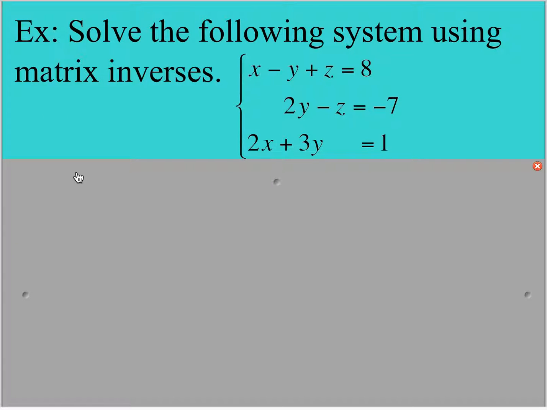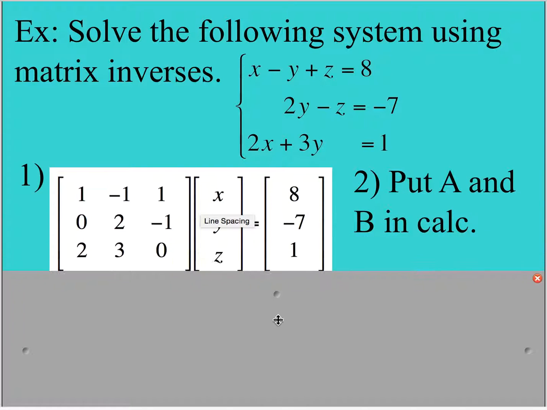So the example that we have is x minus y plus z equals 8, 2y minus z equals negative 7, and 2x plus 3y equals 1. Just a reminder, whenever you don't have a variable, that coefficient is 0. So the very first thing I'm going to do is write my system into a matrix equation. Sorry about that line spacing there. So here are my coefficients. That's my coefficient matrix. My variable matrix is x, y, and z, and then my constant matrix is 8, negative 7, and 1. This is matrix A, matrix X, and matrix B.